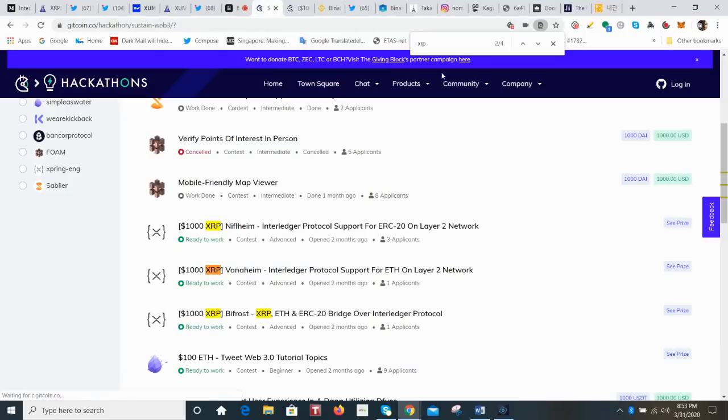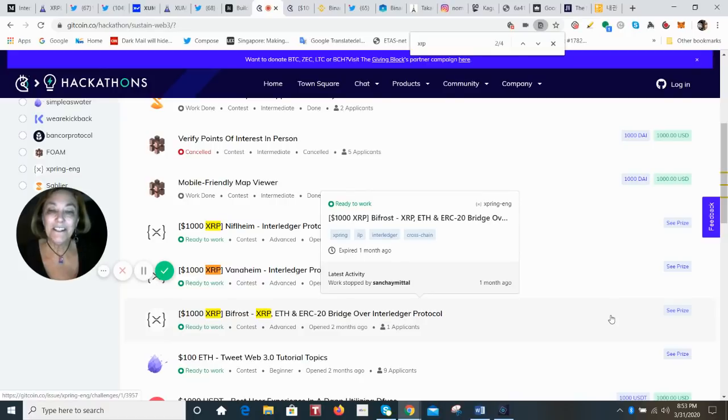And what you might not have known is that they launched a challenge that has a bounty. This is the bounty site called Gitcoin. And Warren said that Spring is thinking of how to make that bridge between XRP and Ethereum and the ERC20 tokens. And the bridge is important since XRP is one of the most liquid cryptocurrencies in the world.